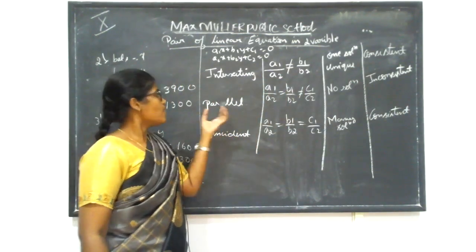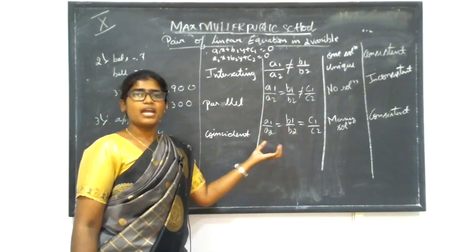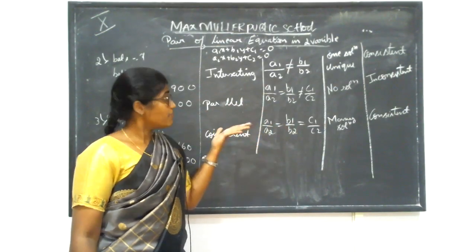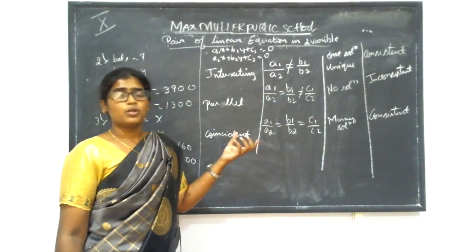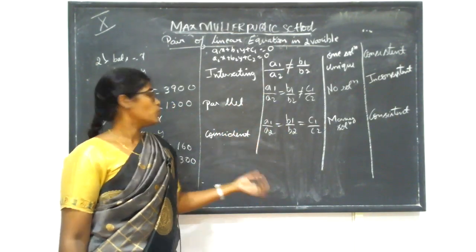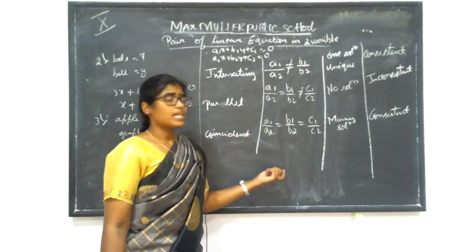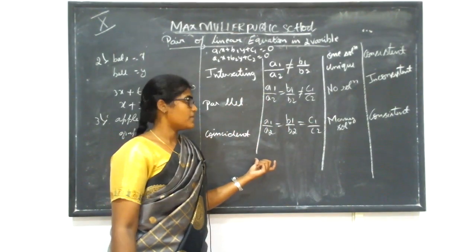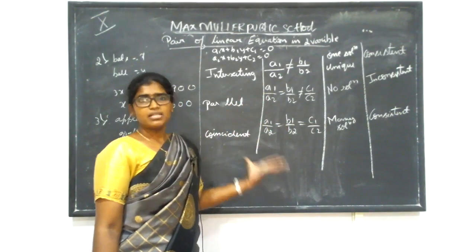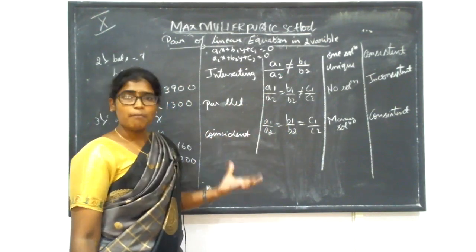Everything they'll ask. So what you should remember: if it is intersecting, A1 by A2 is not equal to B1 by B2. If it is parallel, it is A1 by A2 equal to B1 by B2, which is not equal to C1 by C2. Then if it is coincident, it is A1 by A2 equal to B1 by B2, which is equal to C1 by C2. These things you should remember.